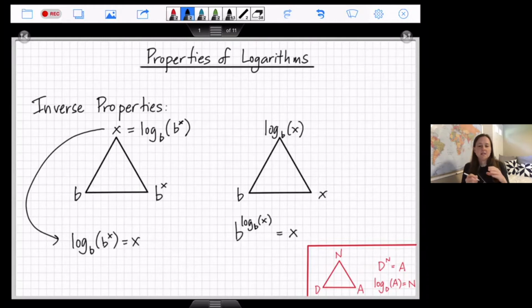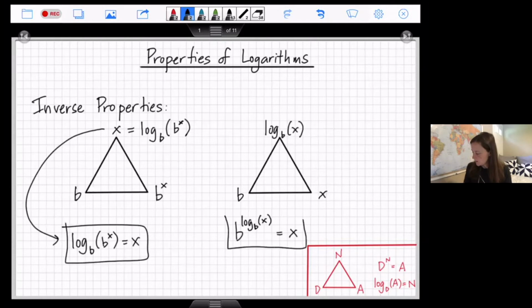And again, this is where I have one of these functions inside the other. I've got a teeny tiny little logarithm up in the exponent of the b. So I have b to the log base b, they're canceling each other out, and the x is just falling down on the ground. Okay, so these are our two inverse properties. Basically, when we compose a logarithm with its partner exponential in either direction, we get x.